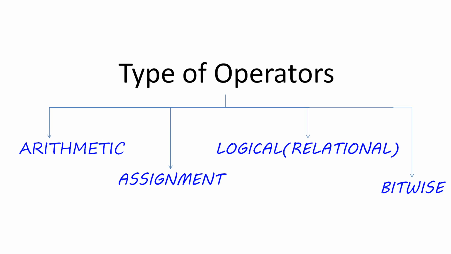Today we'll discuss operators. Operators are broadly classified into four types: arithmetic operators, assignment operators, logical or relational operators, and bitwise operators. Bitwise operators will be discussed nearly at the end of the series. For today we have arithmetic operators, assignment operators, and logical or relational operators.